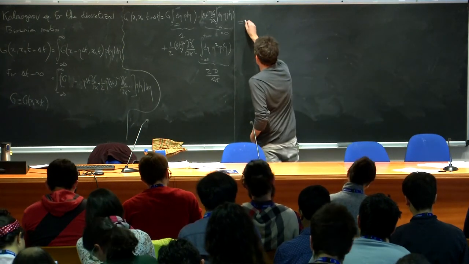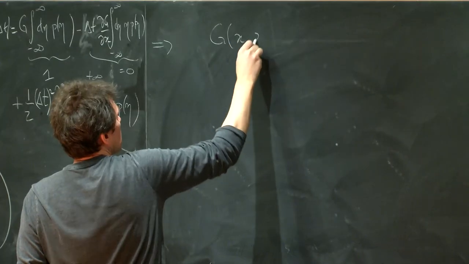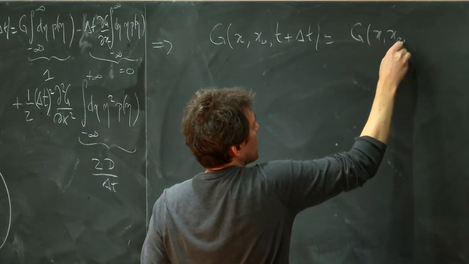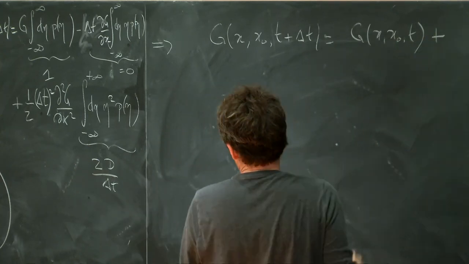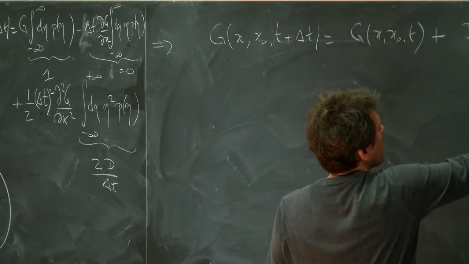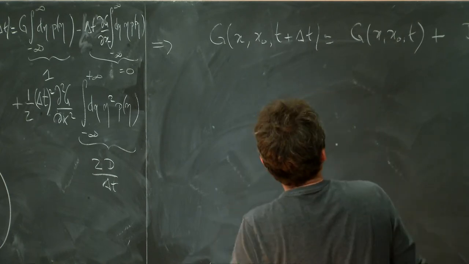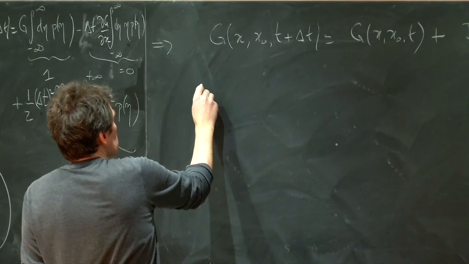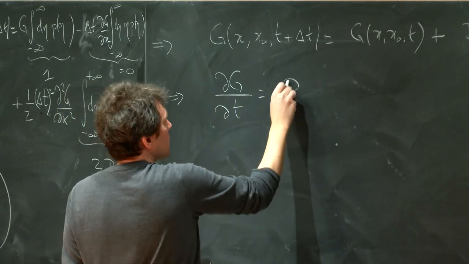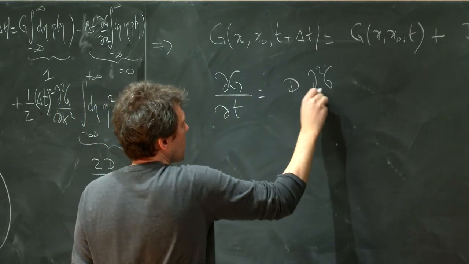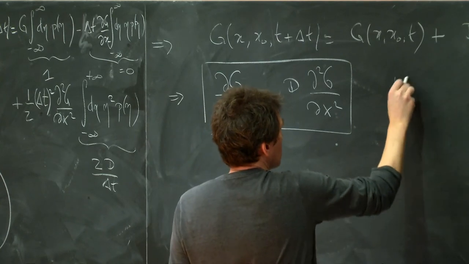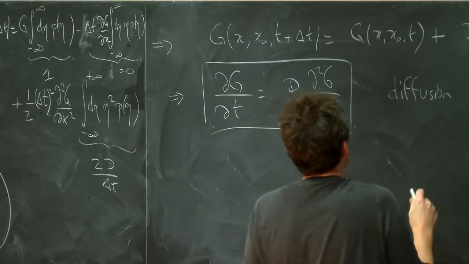So eventually you get this equation that you have j of x, x naught, t plus delta t, which is just j of x, x naught, t plus d times delta t times the second derivative. Okay, so now when you take the limit when delta t goes to 0, obviously you get your equation. And the equation that you get is nothing else but indeed the diffusion equation, as expected. So, as I told you, and as you probably were expecting.